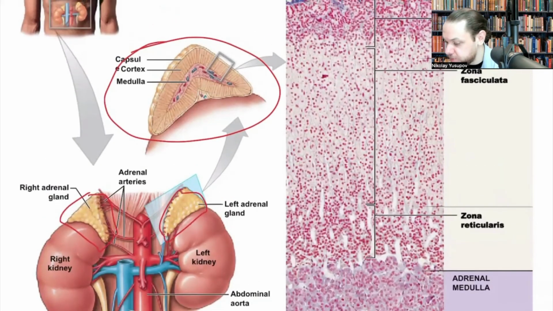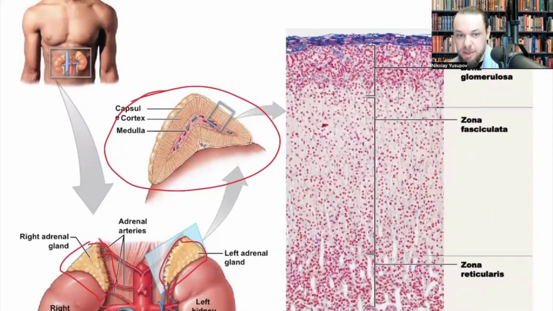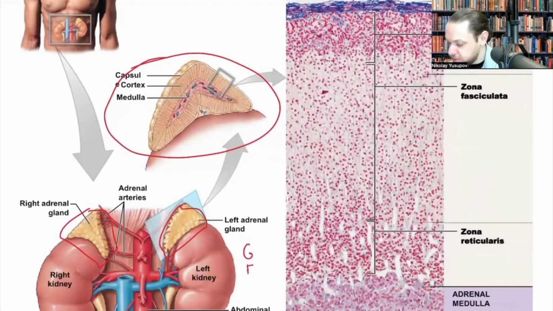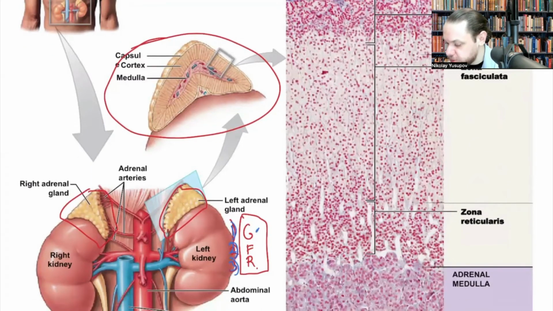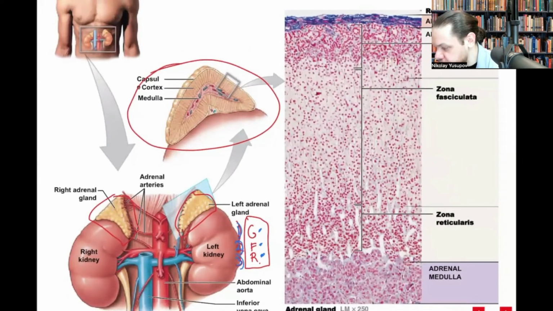They have a couple of different zones. If you want to remember a term, in the kidneys you have something known as GFR, glomerular filtration rate. But if you remember this 1, 2, and 3, this stands for zona glomerulosa, zona fasciculata, and zona reticularis. And these are the zones. So we see zona glomerulosa, fasciculata, reticularis.